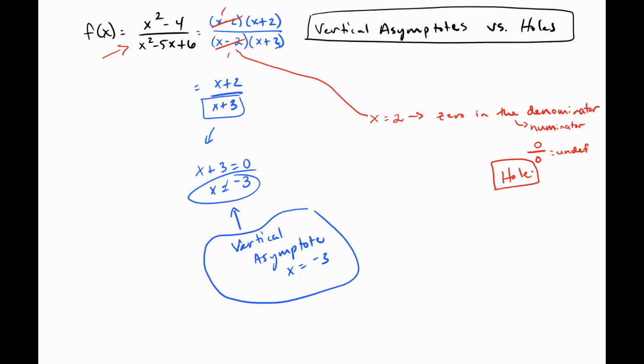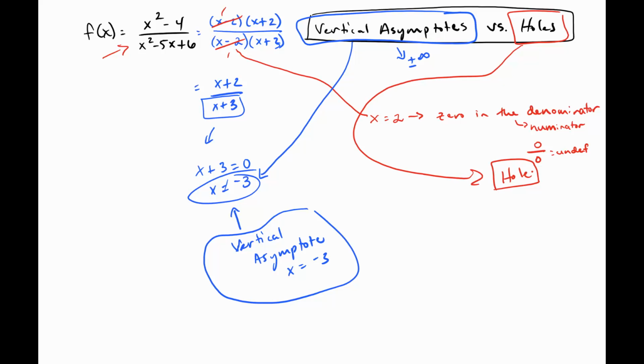So this is an illustration of two domain restrictions and how we know that a vertical asymptote is more of a limit. It's going to approach plus or minus infinity, go up or down really, really fast as we approach, in this case, x equals negative 3. However, a hole is more of a final domain restriction in that it will give us an undefined amount and it will actually create a hole at that point.